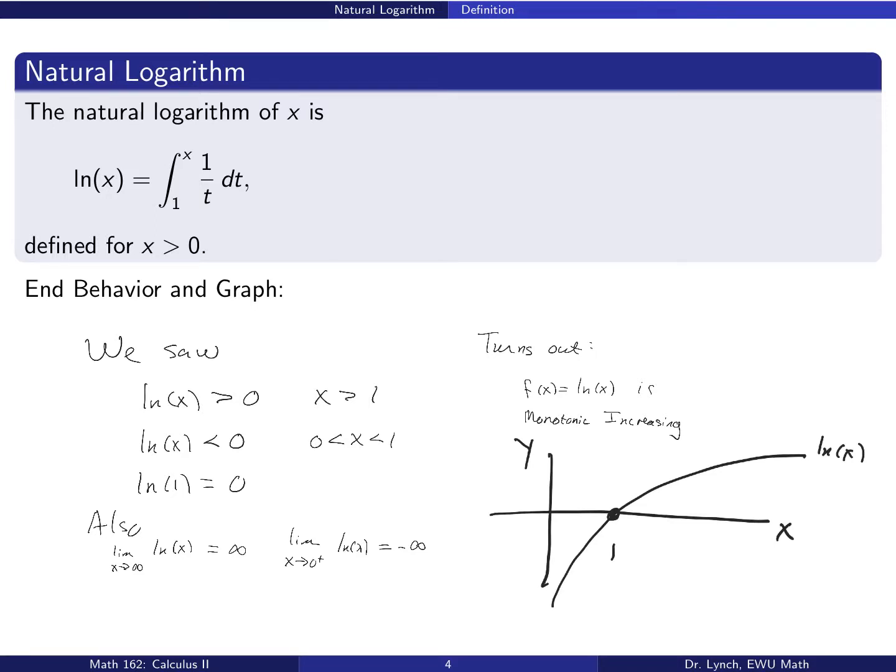So again, that graph goes to negative infinity as x goes to 0 from the right. It goes to positive infinity as x goes to infinity. The natural log of 1 is 0. And you can imagine from the intermediate value theorem that there's some value over here where the natural log is equal to 1. And for reasons that will become apparent later, we're going to call that value e. It turns out the value e is about 2.7, and so on. So the natural log of e is 1. And again, we'll come back to that value of e later on.